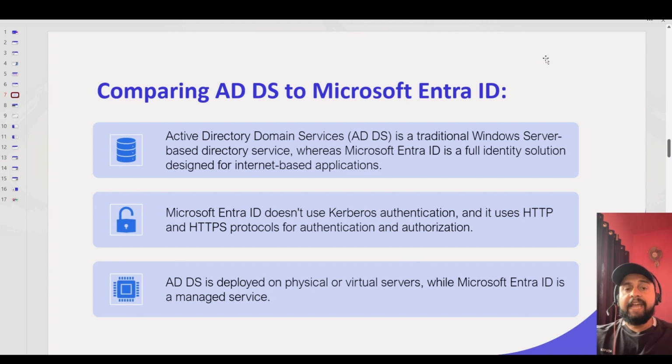ADDS, Active Directory Domain Services, is a Windows Server-based directory service, whereas Microsoft Entra ID is a full identity solution designed for internet-based applications. This is the first difference. ADDS was hosted on a Windows Server. You have to install it as a role, and then you can manage that server as a domain server and control all these things. But Microsoft Entra is designed completely for the internet, so it is way different from the traditional Active Directory Domain Services.